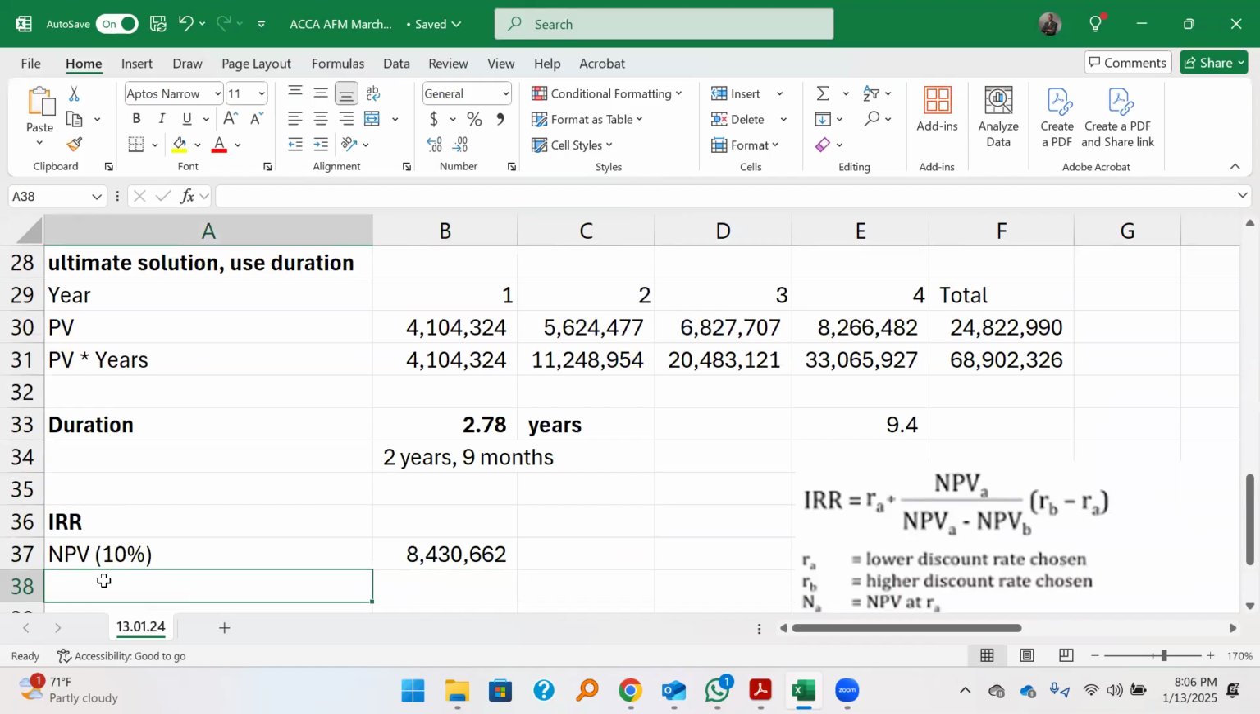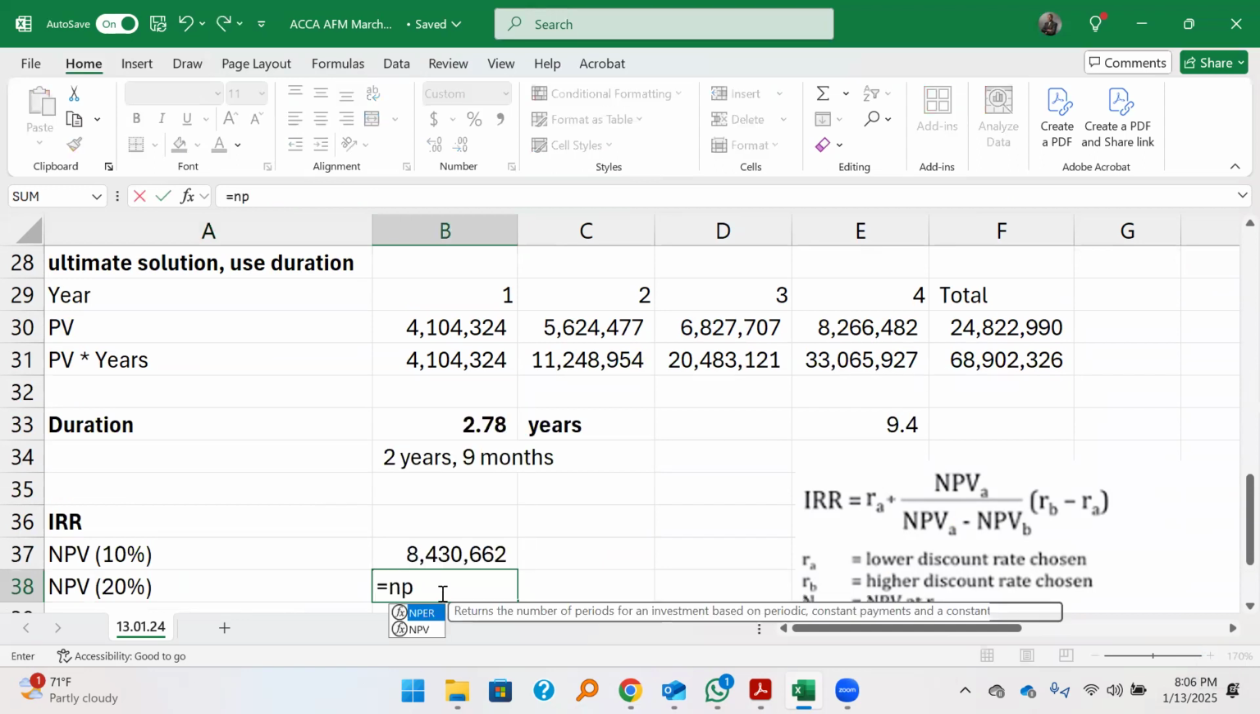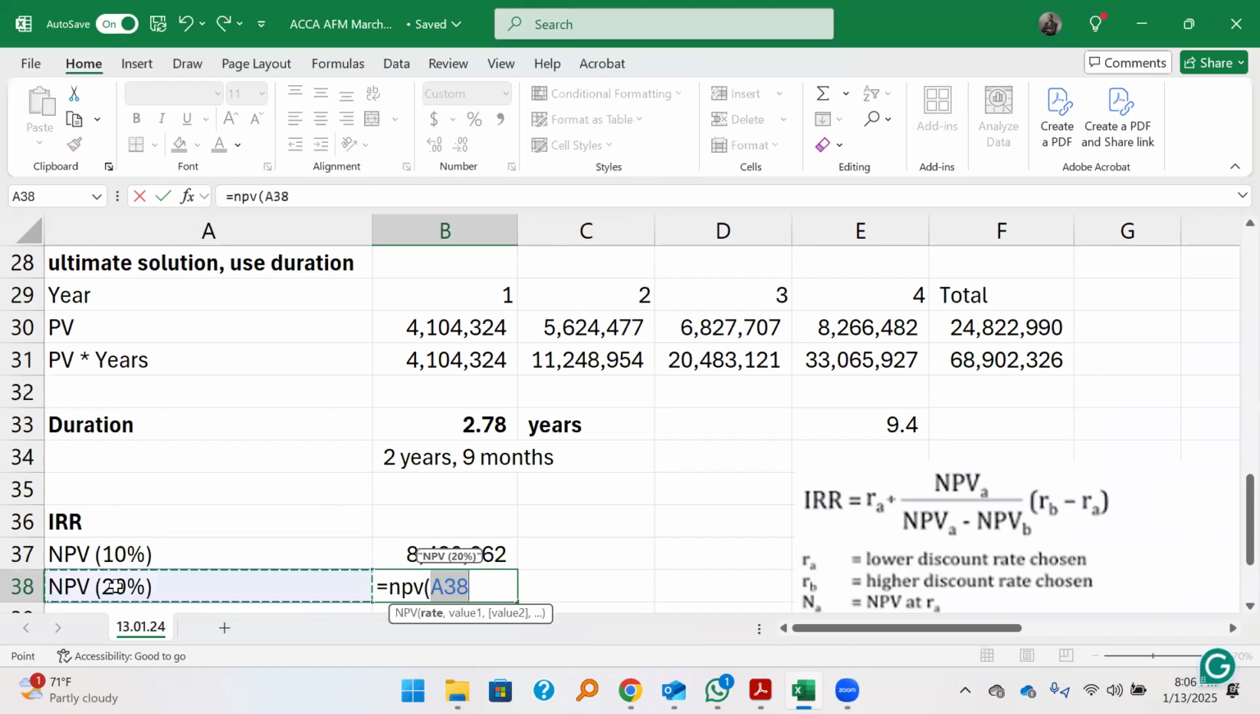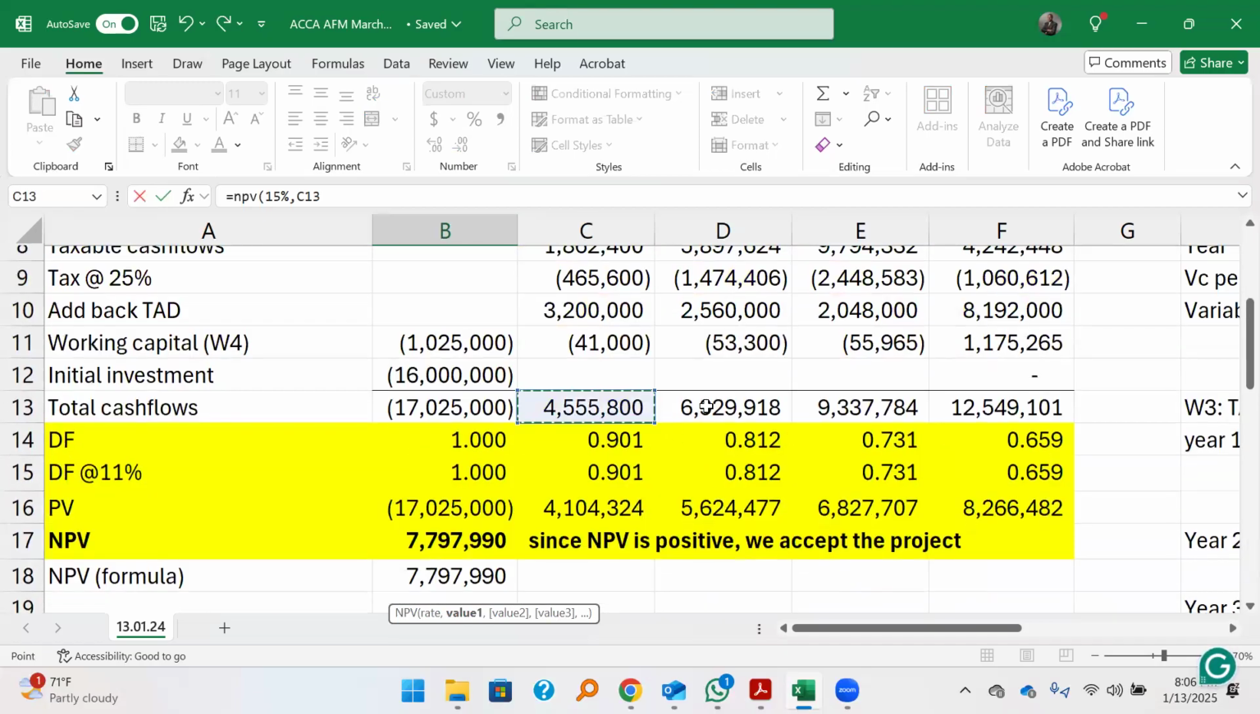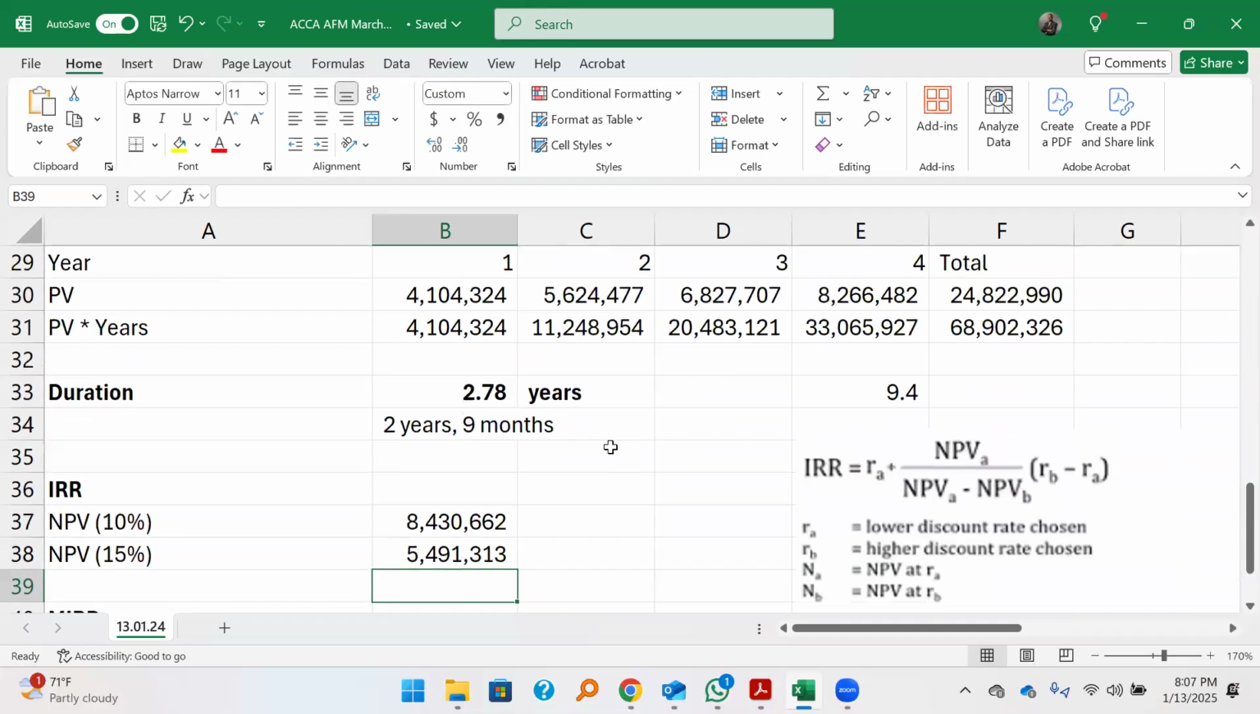Now, I can also do it at 20%. Or let us try 15%. You don't want to have a very big gap. So I normally try 10 and 15. So the cash flows from year one, subtract initial investment. So you can see that this formula can give us NPV very fast.